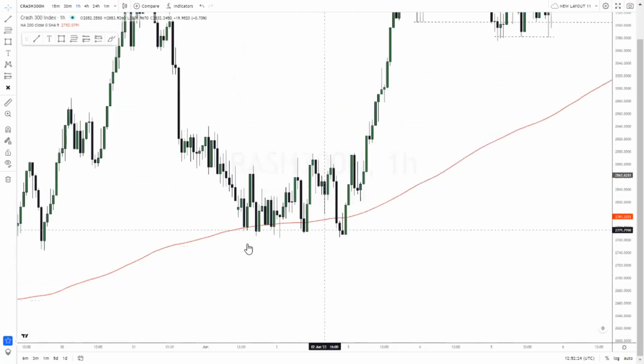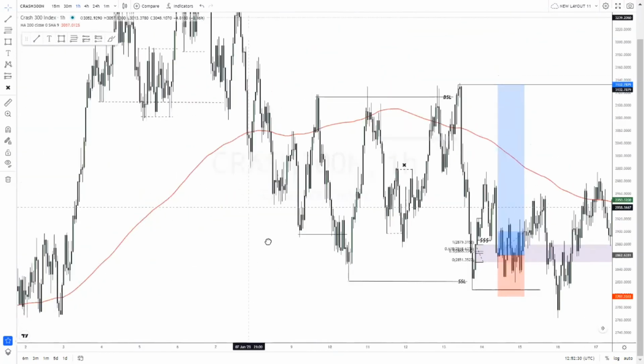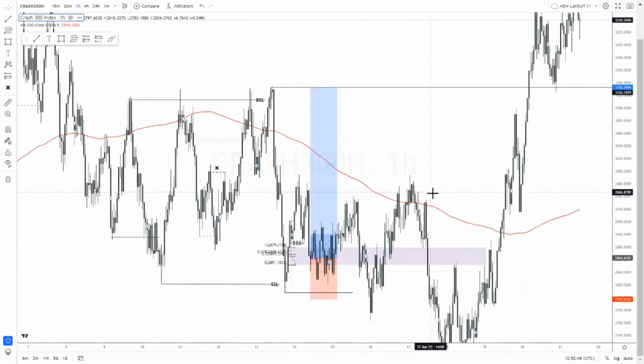Take a good look at here. The 200 EMA acted perfectly as support. Now if you check, price acted perfectly as support over here. Price acted perfectly as resistance over here, as resistance over here, as resistance over here. And then also, price acted as resistance over here. Price acted as support over here.